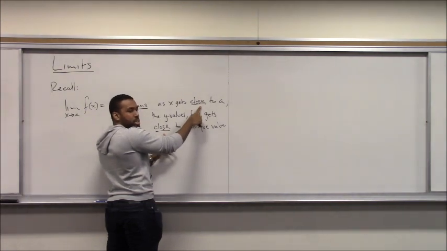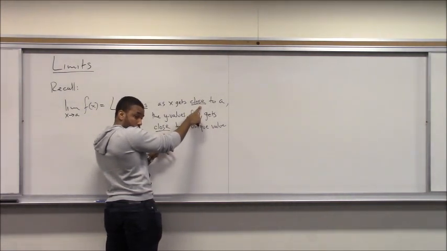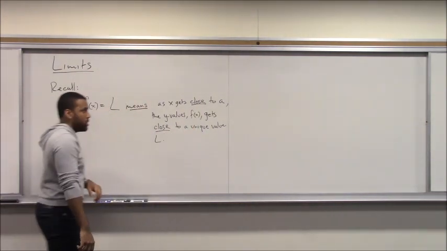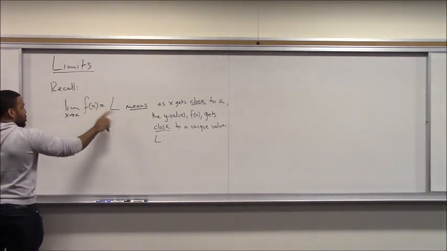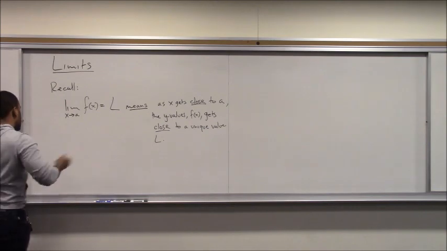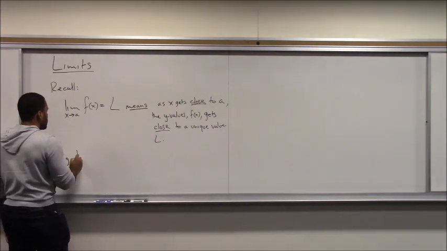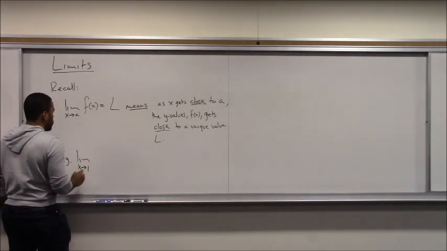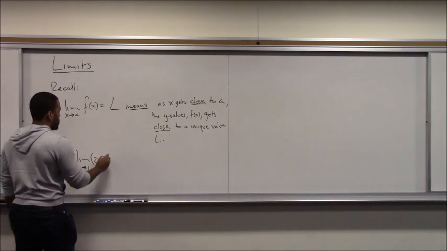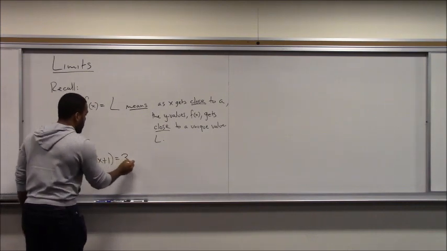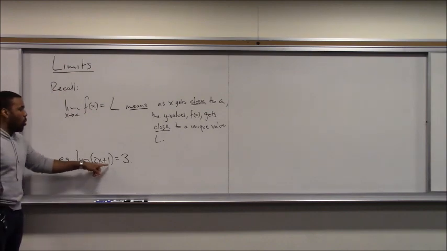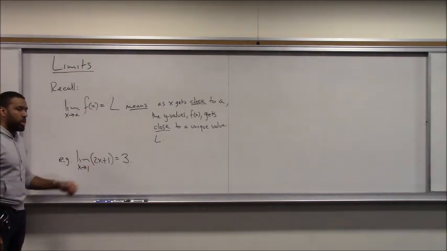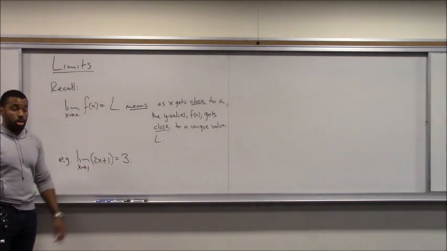Because you don't need to actually be there. You just need to get close, right? And that's the idea. So as your x is getting close to this number, your y values will get close to that number. And so we saw examples like, if I said limit as x approaches 1 of 2x plus 1, this was 3. Because as your x values get close to 1, there's only one number that this expression will get close to, and that is the number 3.